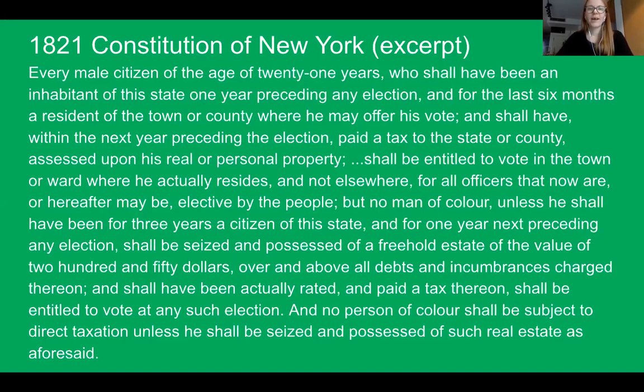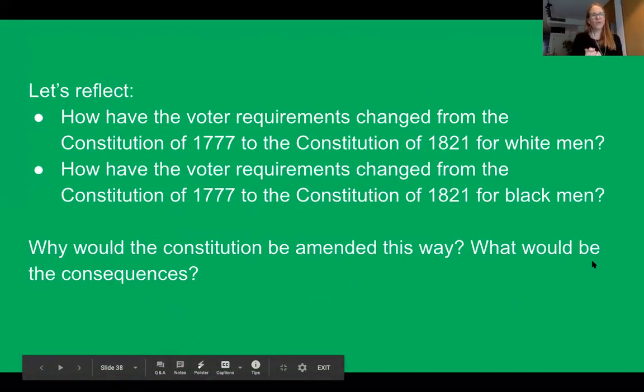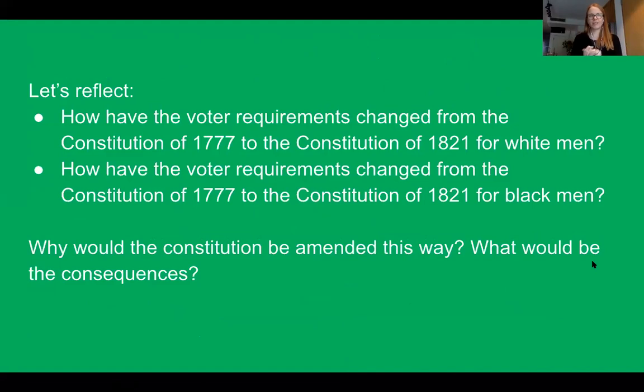Now, I know that there's a lot of wording here that is not super familiar, not how we talk and read today. However, thinking back on those questions from before, let's take a look at the next slide. Any overall thoughts? Anything stand out to you? How have the voter requirements changed from the Constitution of 1777 to the Constitution of 1821 for white men? And how have they changed for Black men?